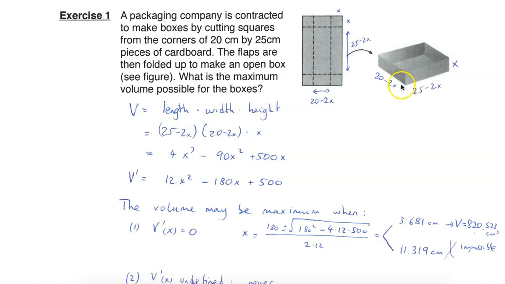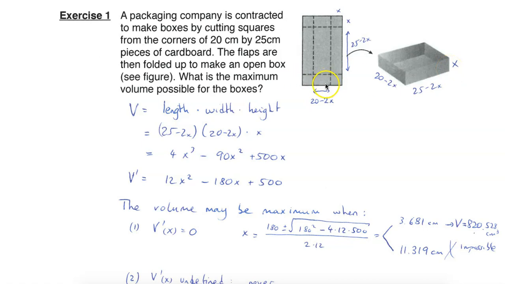So, if we cut tiny squares at each corner, the benefit is that the base of the box, the inside or the bottom of the box, will be very wide. However, in exchange, we lose quite a bit in terms of height. It won't be very high.